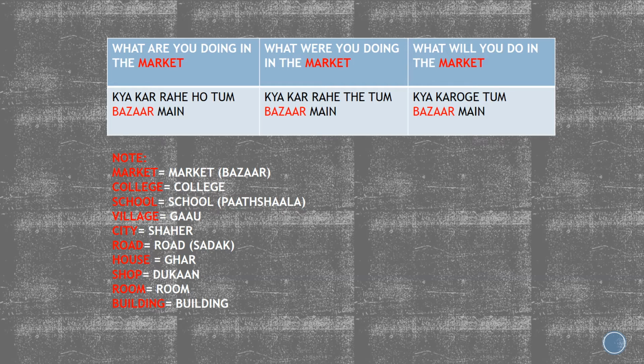So analyze the way in this way. क्या कर रहे हो तुम बाजार में. What were you doing in the market? क्या कर रहे थे तुम बाजार में. What will you do in the market? क्या करोगे तुम बाजार में.